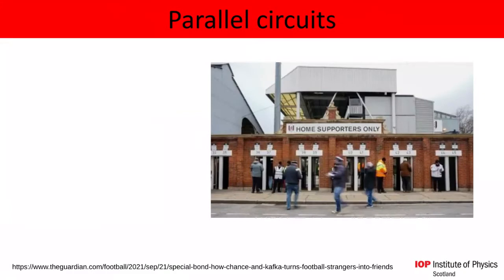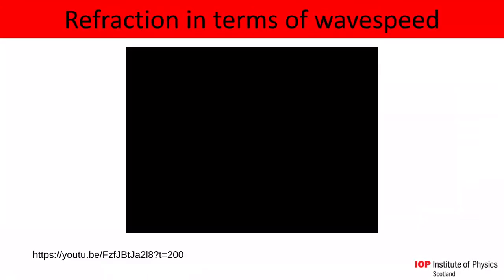Parallel circuits, going on from that: you could consider people at turnstiles of a football match as being a parallel circuit. The turnstiles are resistance. They slow people down. Again, the word slow as opposed to resist, but the more turnstiles are open, the more people can get in.